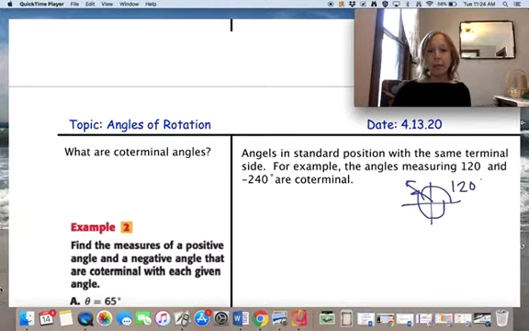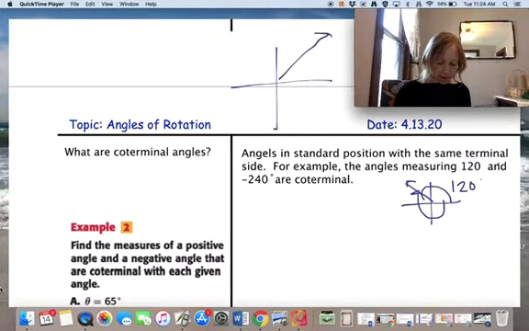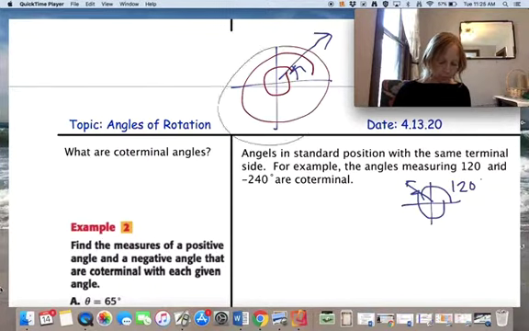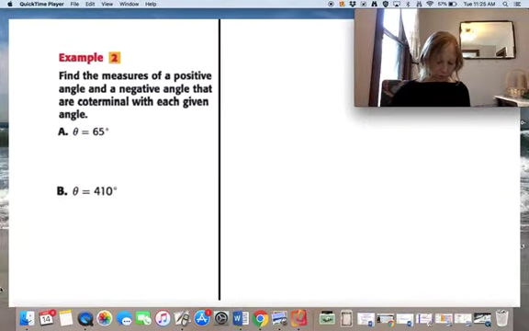Now you could have infinitely many coterminal angles, because what you can always do is if I have this angle right here, maybe about a 50-degree angle, I could go around this way and have a coterminal angle, a negative one. If I wanted a positive one, I could spin around a whole bunch of times and land here. So there are infinite options here, but typically what we like to look at is what is the negative coterminal angle, and then what is another positive one. So let's look at these two examples.